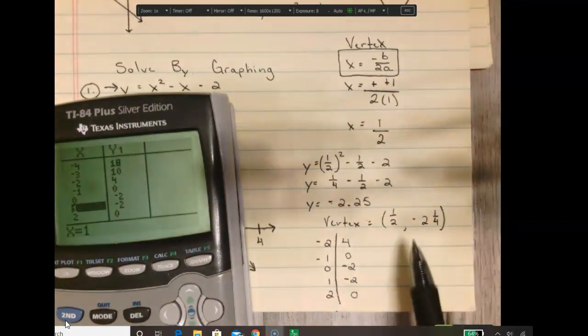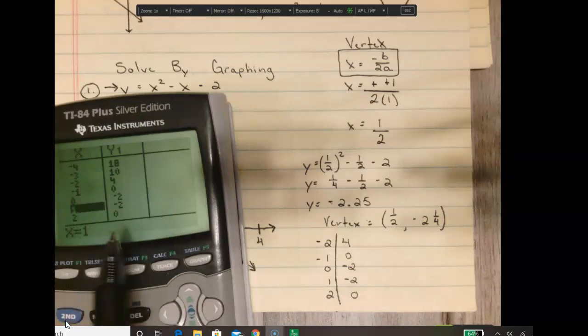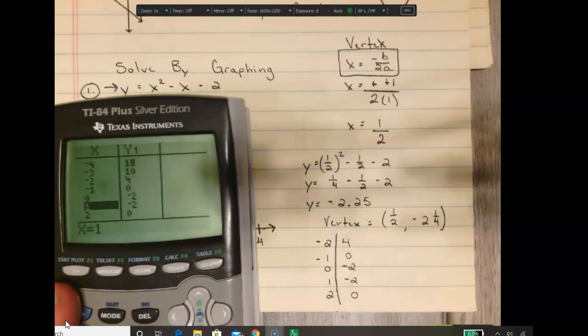And it was a good idea, guys, that we found the vertex by hand, because we can't see what that vertex is through the table. I can't see what that actual point is through my table.